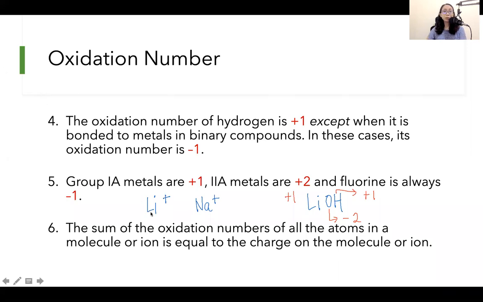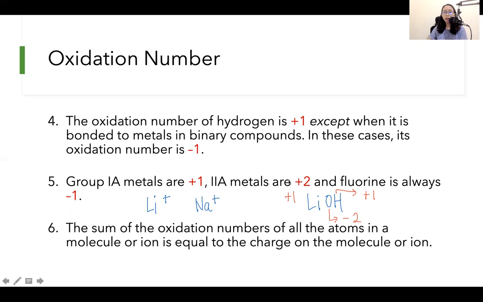Now let's go to rule number 6. The sum of the oxidation numbers of all the atoms in a molecule or ion is equal to the charge on the molecule or ion. So you've already seen this when I try to count the oxidation numbers of your atoms. Let's go back to lithium hydroxide. So we've assigned the oxidation numbers, right?